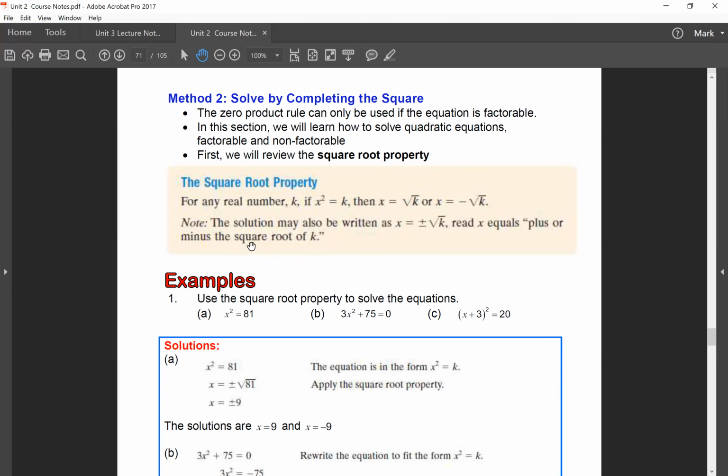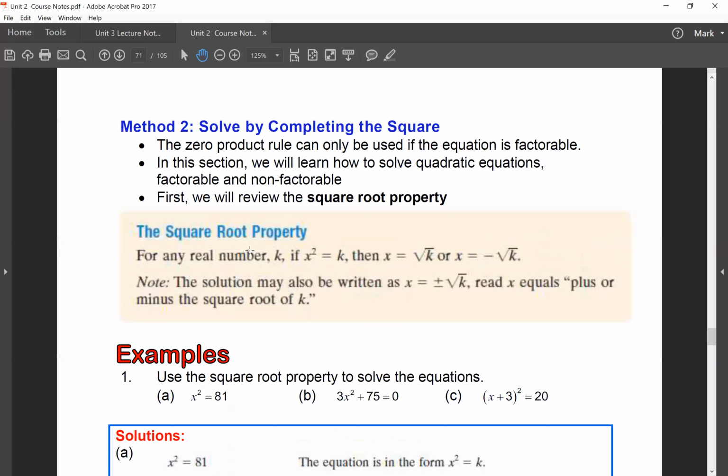The zero product rule. So let me zoom in here. The zero product rule can only be used if the equation is factorable, meaning, if I can factor this equation. So we're going to learn how to solve quadratic equations, factorable and also non-factorable, meaning if we can't factor it, we're going to make it so we can factor it. We're going to do some work here to figure out how we can factor these equations.